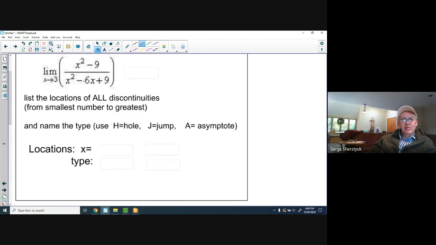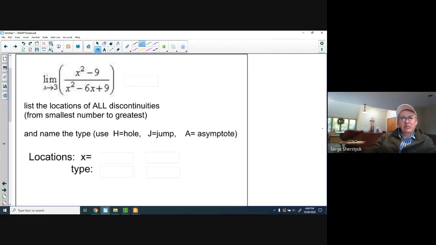I'm sure if I plug this in, it's going to be 0 because this is going to be 0 here. Yeah, this is going to be 0 over 0. I don't have to even check that. Immediately I should be thinking factoring. So let's factor the top: x minus 3, x plus 3.